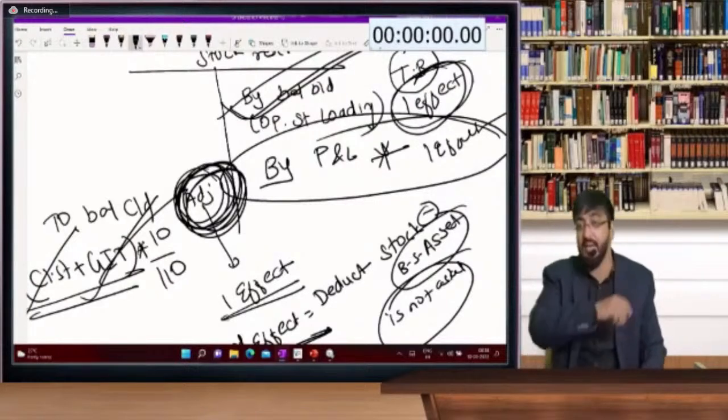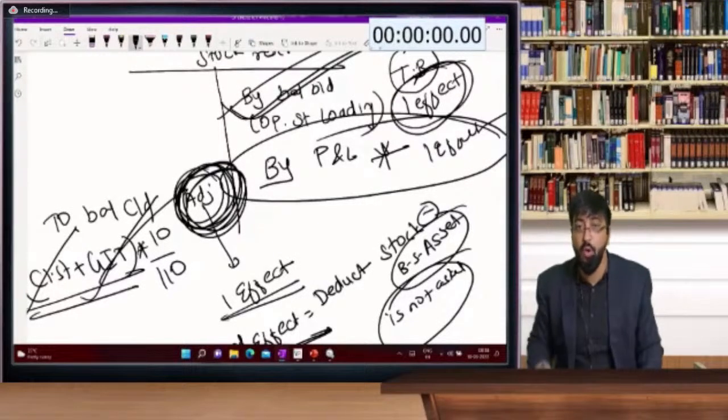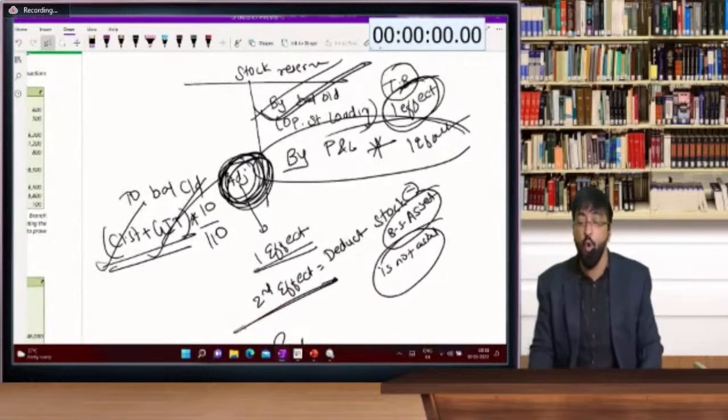Yes, sir. Now we got this concept of stock reserve. Got the concept? Yes or no? Tell me in the comment section. So opening stock, you will give only one effect because it's a trial balance item. Two balance carried down, you will give two effects. And by profit and loss account.